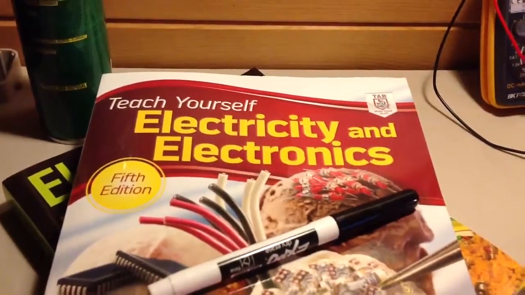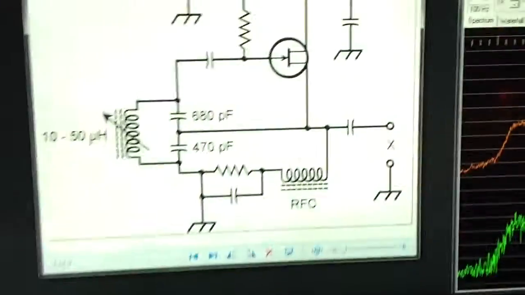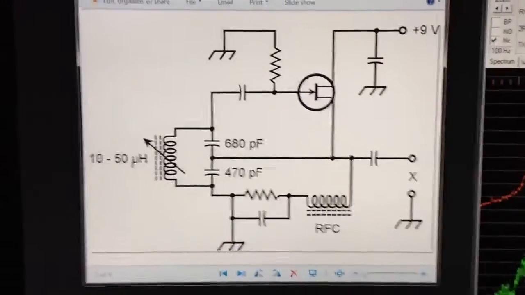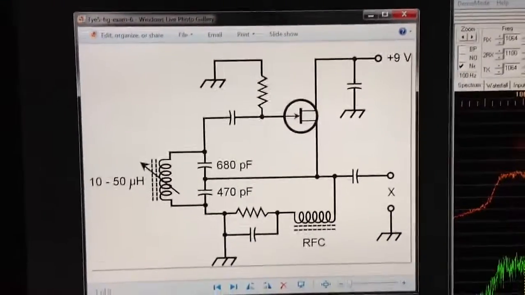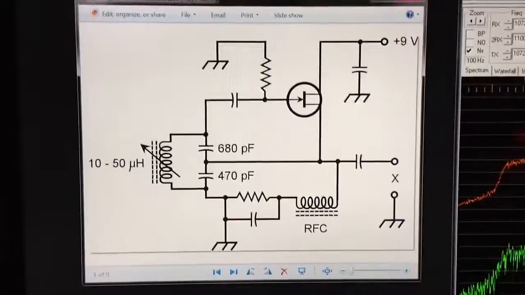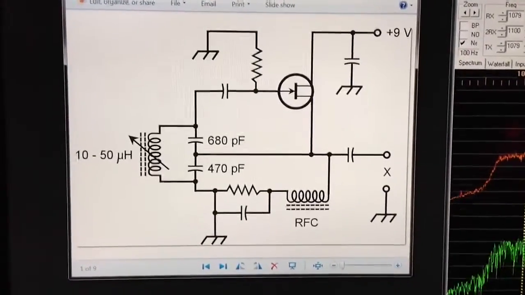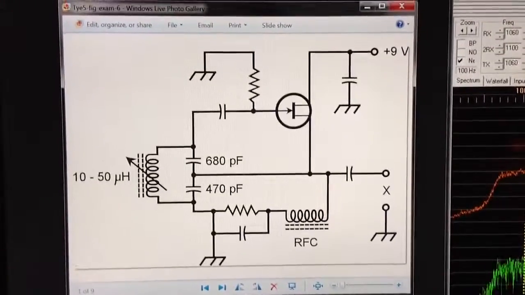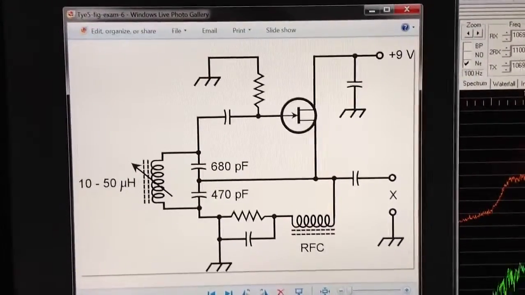and Electronics, 5th edition. Once again, from the Nerd Cave big screen, we see figure exam-6. And the question asks us, assuming that this circuit is working correctly, what are we going to see at the output terminals, terminal X? At the lower right, the terminal's marked X. What are we going to observe there?